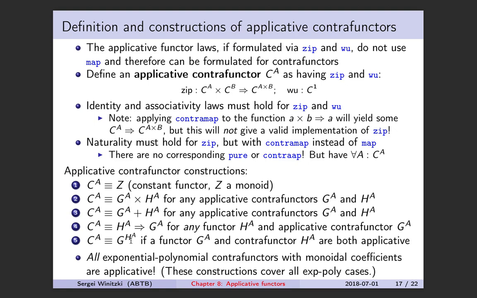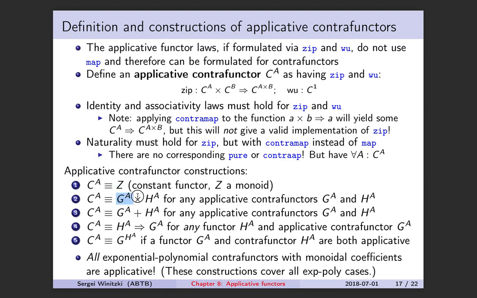The proof will go through exactly the same, word for word. So these are the constructions that I was able to find for contrafunctors. Now, the interesting thing here is that we have constructions that have a constant functor. We don't have the identity functor because it's not a contrafunctor, it's a functor. But we have a constant contrafunctor.